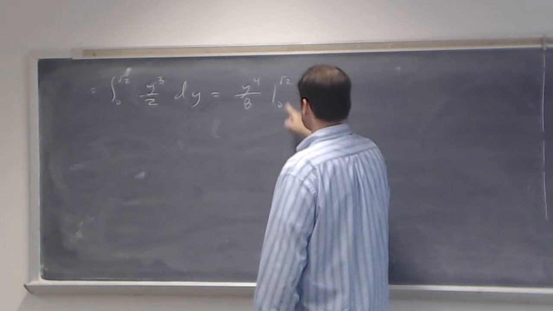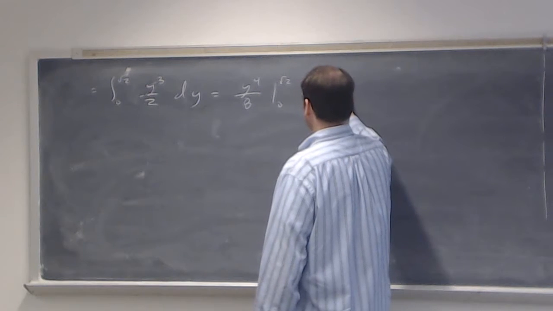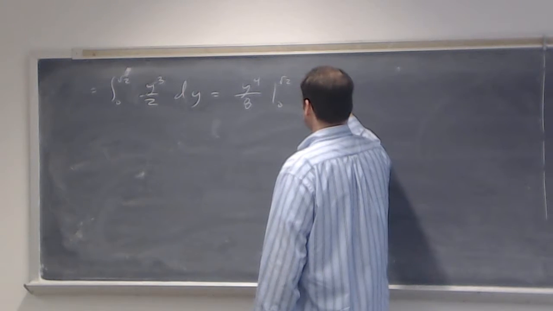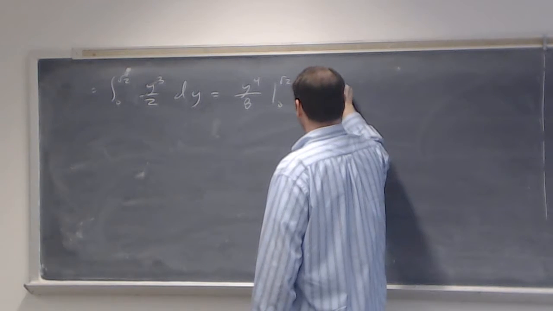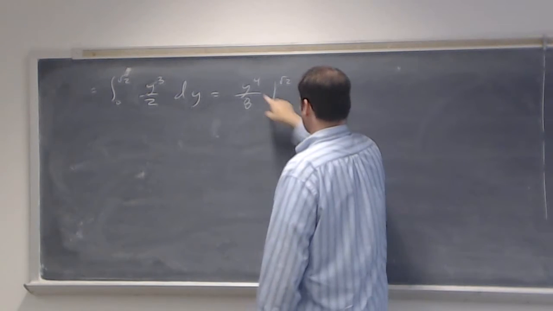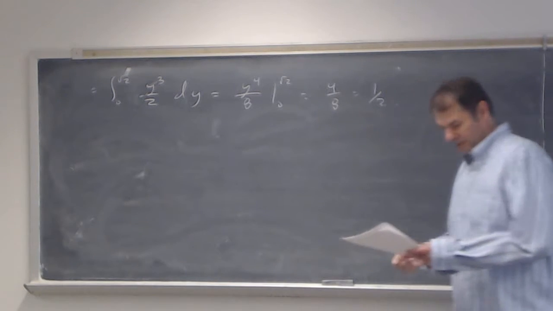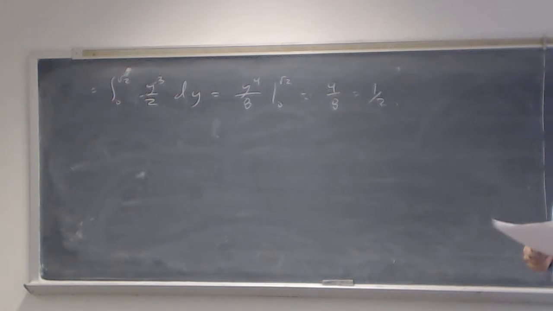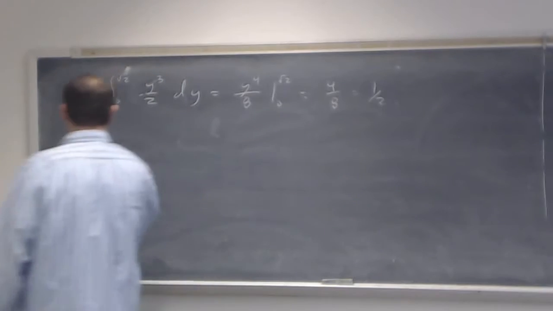So here, I stick in square root of 2. Square root of 2 raised to the 4th power is 4, so we get 4 over 8, and then minus, when I let y be 0, I get 0, and so we just get 1/2. So the expected value of x times y is 1/2. That's what I got previously.